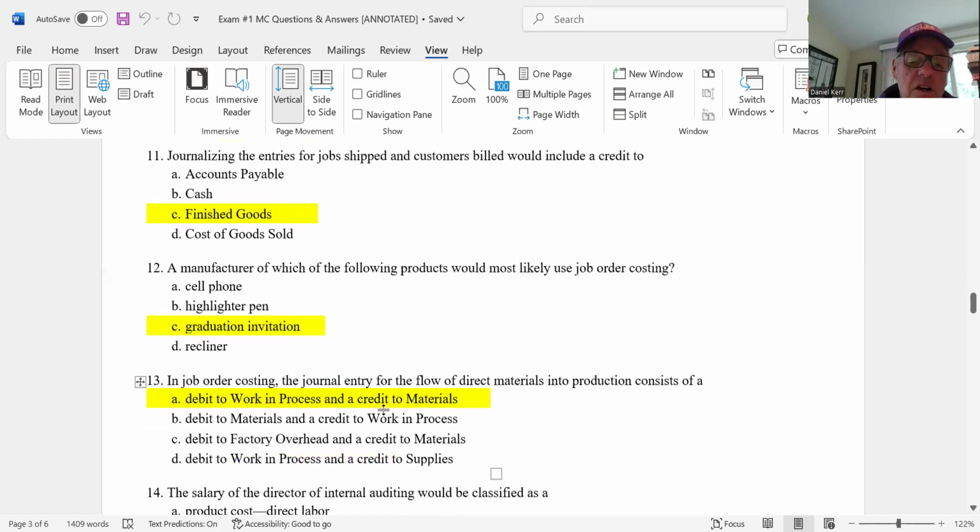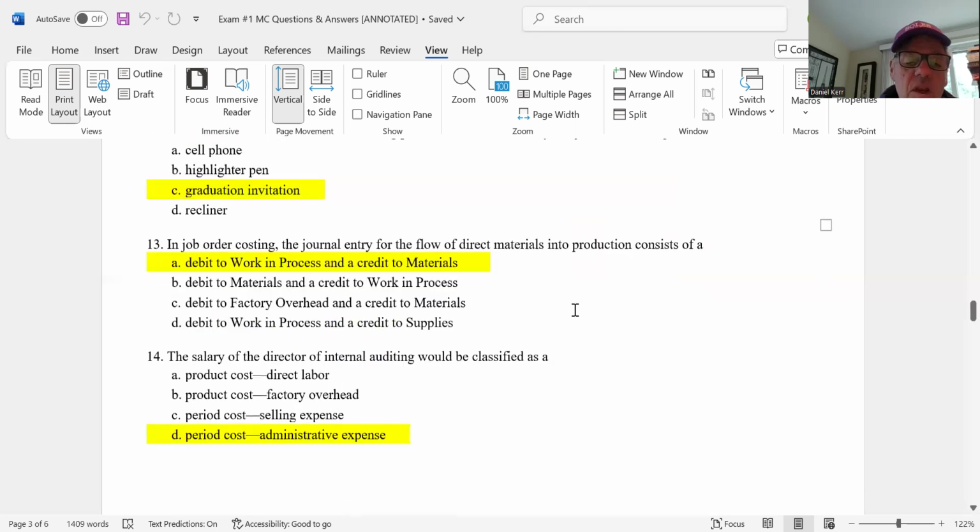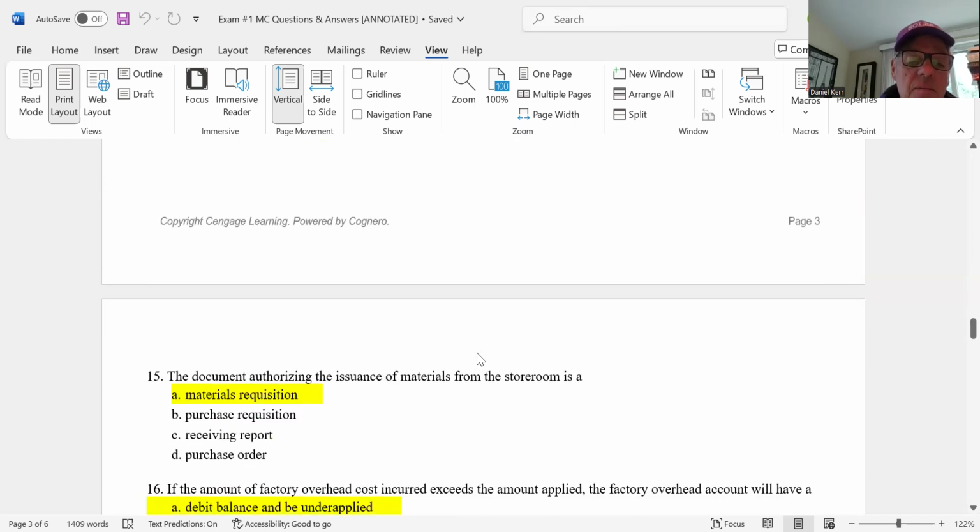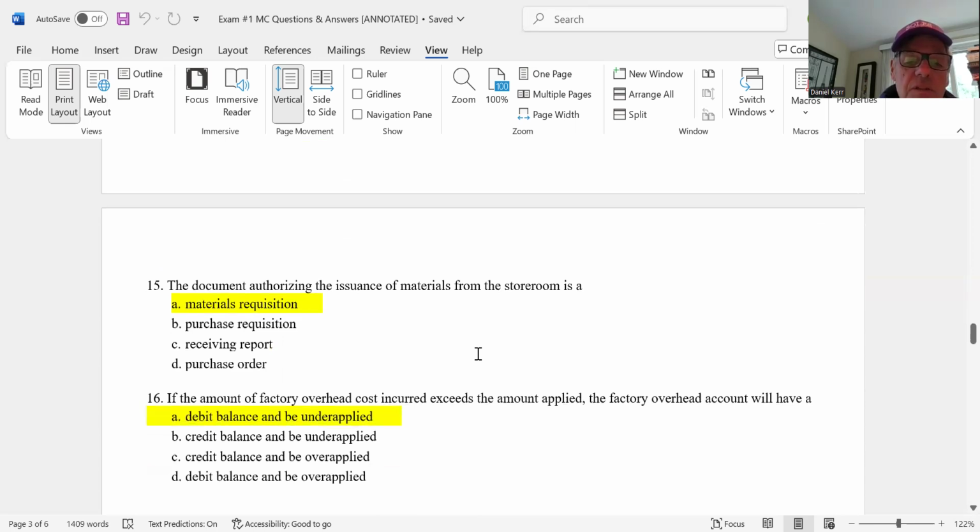13, in job order costing, the journal entry for the flow of direct materials to production consists of a debit to work in process and a credit to materials. Again, that was the second take-home question on the exam. 14, the salary of an internal auditor would be classified as a period cost. D, document authorizing the issuance of materials from the storeroom, that's a materials requisition. 16, if the amount of factory overhead incurred exceeds the amount applied, then you would have a debit balance and it would be underapplied overhead.